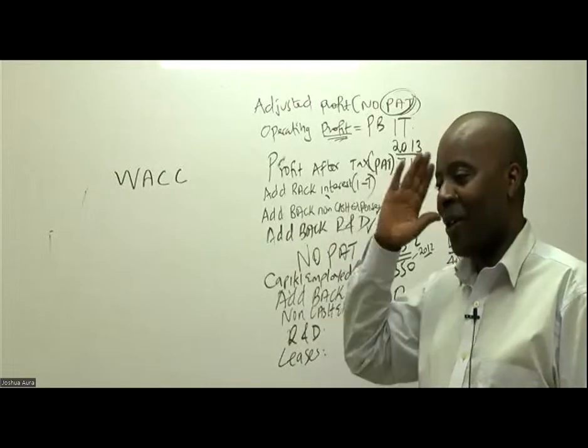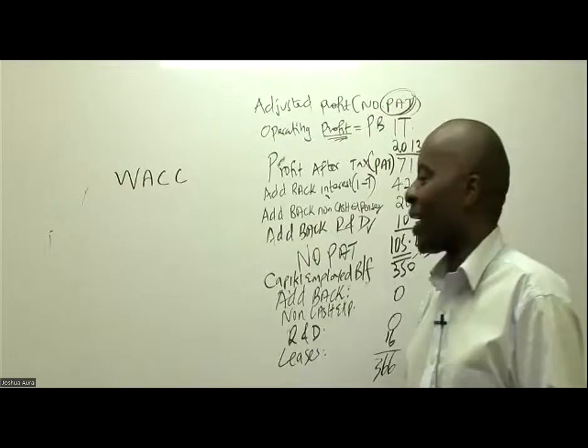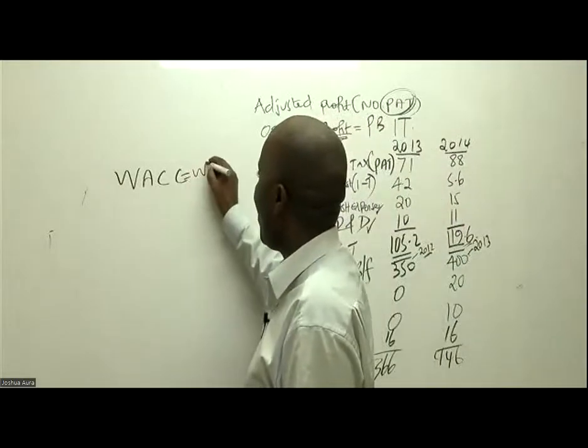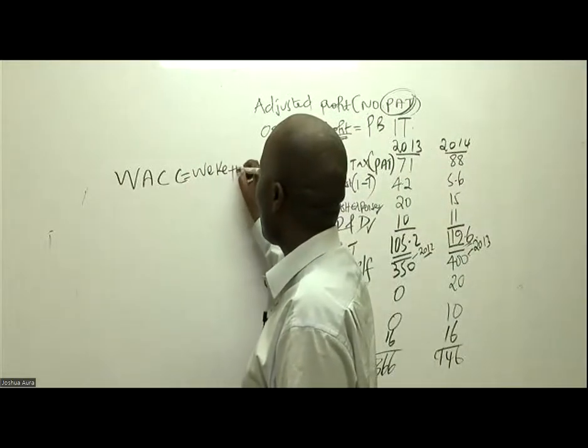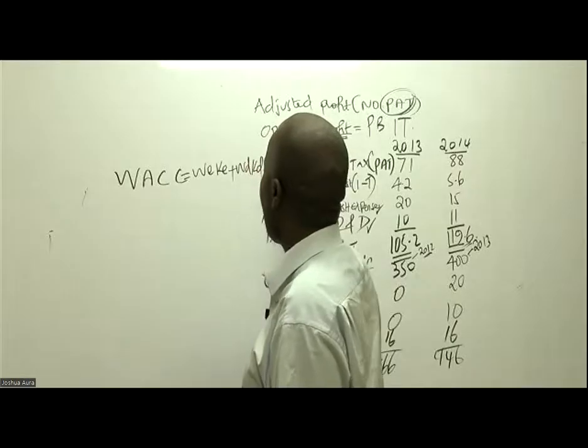Right? Great. So WACC is equal to weight of equity times cost of equity, plus weight of debt times cost of debt, but after what?